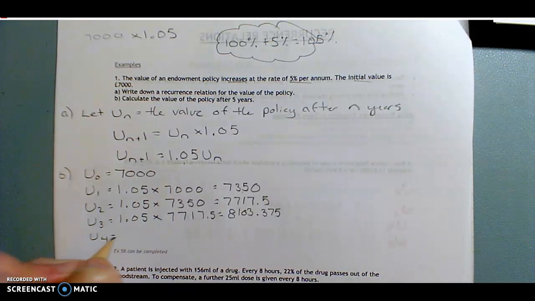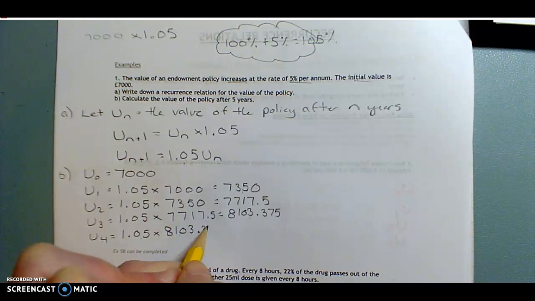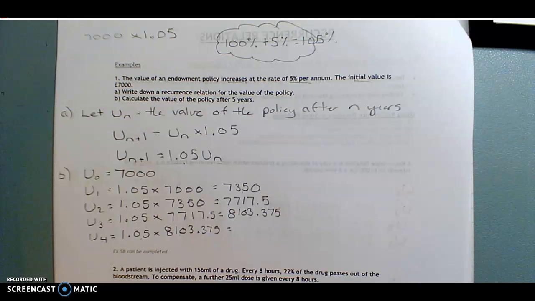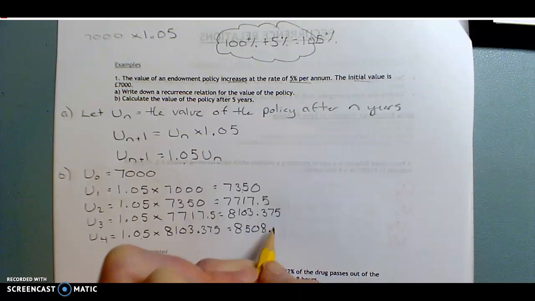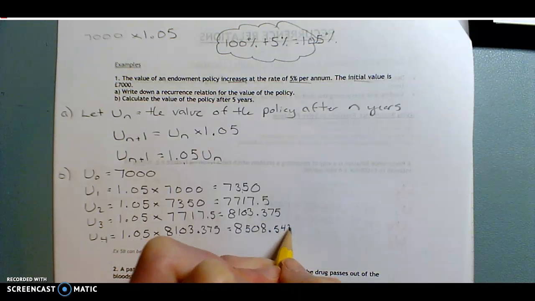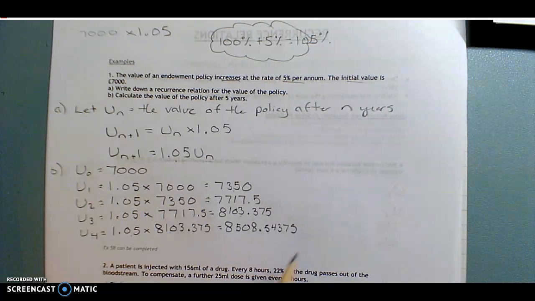So we're on U4. To get my next value, I take 1.05 times my current value, which is going to be the current value of 8,103.375. Noticing I'm not rounding until the very end. So this will become 8,508.54375.